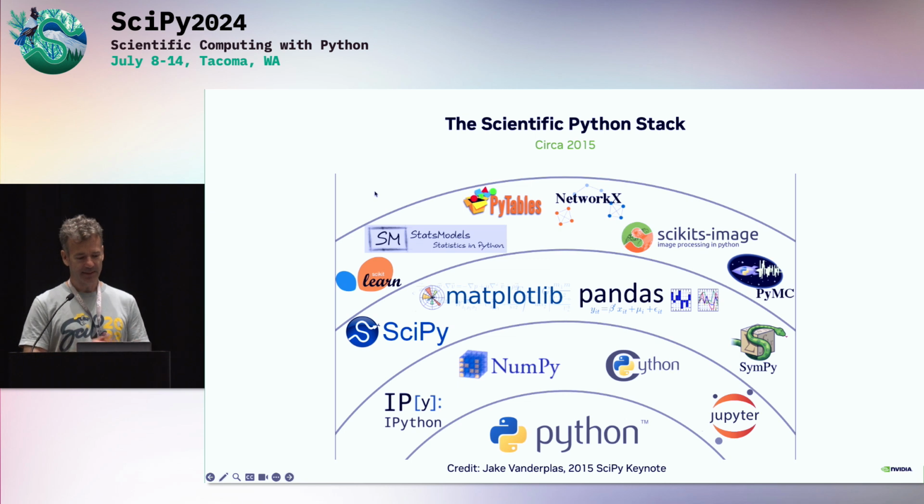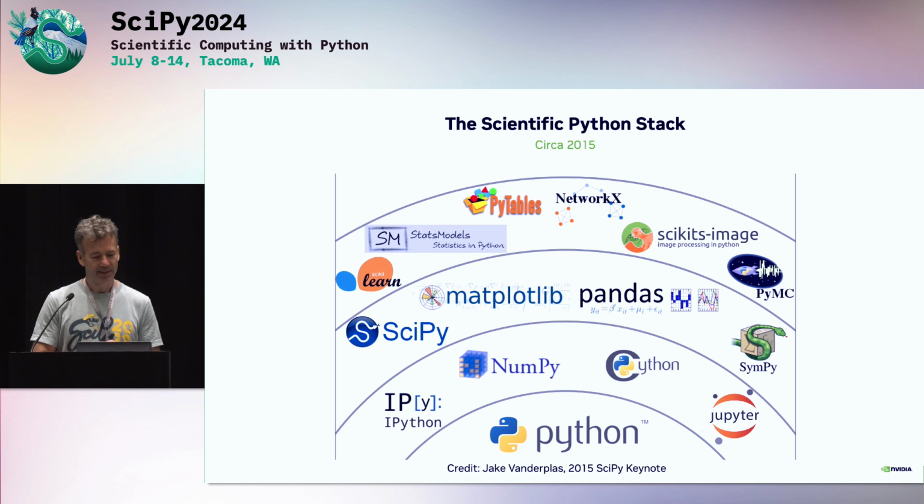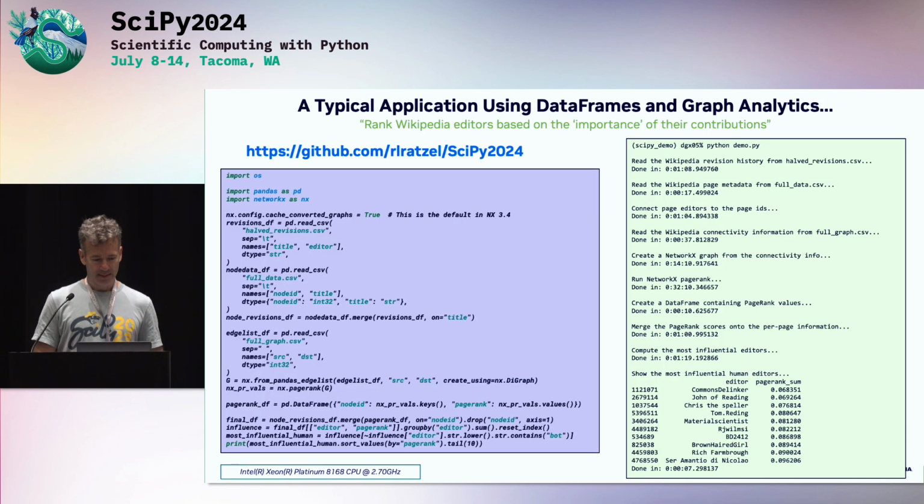So many of you have probably seen this graphic before. It's circa 2015, I think. The scientific Python stack. These are a collection of libraries, probably not all represented here, that are available in the toolkit of any data scientist. They've kind of earned their place there for being very easy to use and popular and powerful. And today we're going to talk about specifically NetworkX and Pandas out of these. To demonstrate that, we're going to take a somewhat typical application that you might think about. The question being, can you rank in Wikipedia all the editors based on the importance of their contributions?